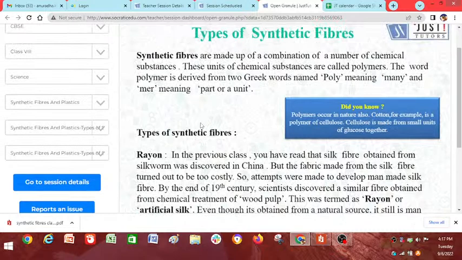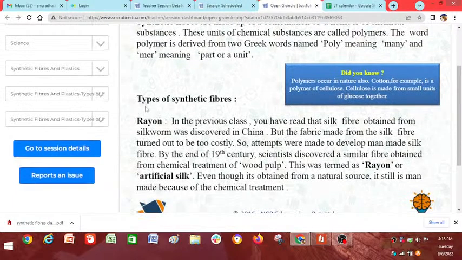So the word polymer is derived from two Greek words named poly meaning many and mer meaning part or a unit. So polymer is derived from two Greek words, the first is poly, which means many, and mer meaning part or a unit. So you have understood the meaning of polymer, and you can just write in your notes: poly means many and mer means a part or a unit.